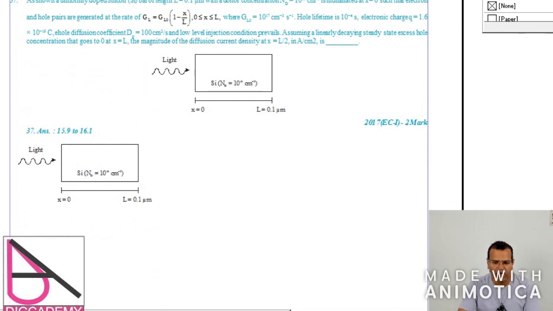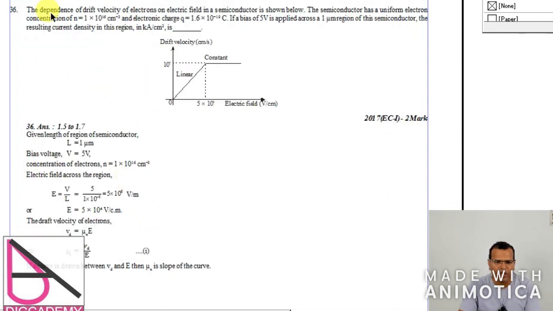Then the next question is: the dependence of drift velocity of electron on electric field in a semiconductor is shown below. You are given drift velocity as a function of electric field. The semiconductor has a uniform electron concentration of this. Electronic charge is given to you. If a bias voltage of 5 volt is applied across a 1 micrometer region of the semiconductor, the resulting current density is, you have to find the current density.